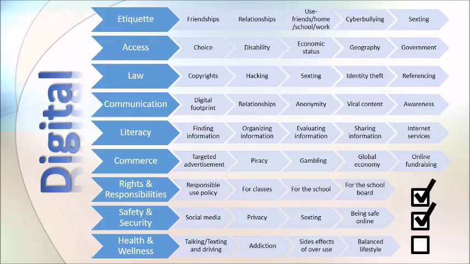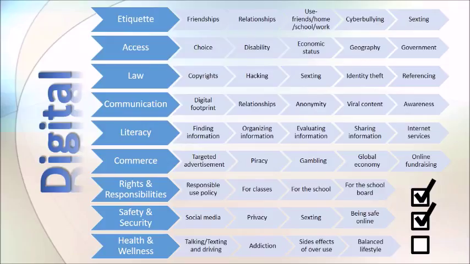throughout the project. As you can see, the project's content touches on all of Ribble's 9 elements of digital citizenship, from relationships to cyberbullying, geographical or economical access barriers, copyrights, referencing, identity theft, digital footprint, doing research online, digital piracy, online fundraising, technology policies, social media, sexting, technology addiction, and even texting and driving.